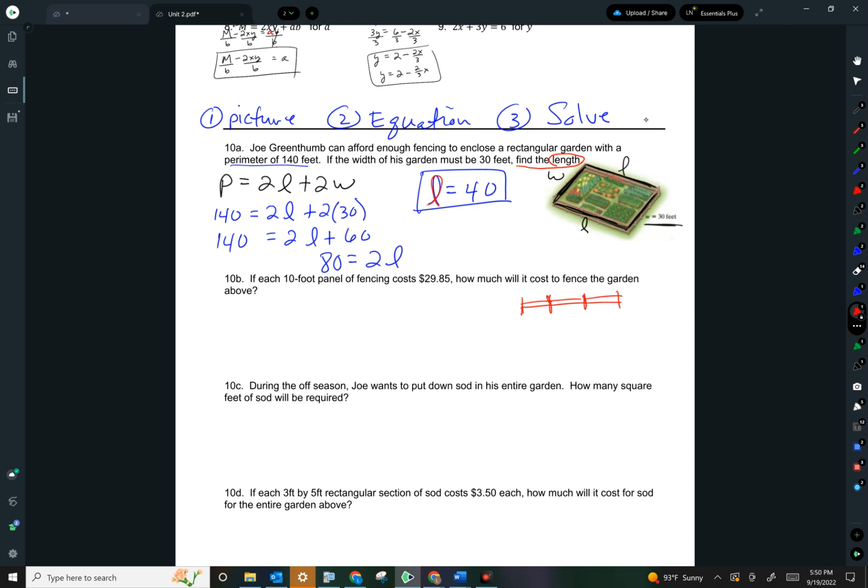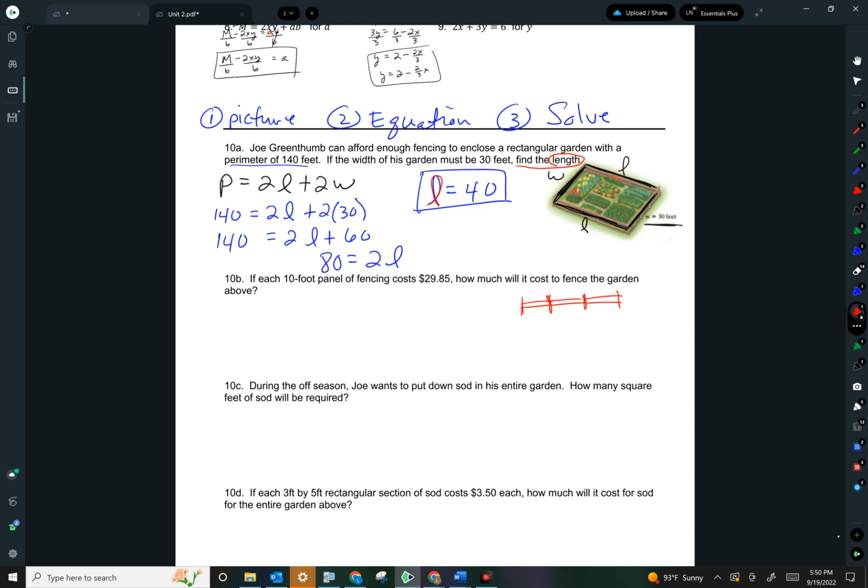Well, I know that my perimeter is 140, right? So how could I figure out how much I need to fence the garden? Well, I need to figure out how many 10-foot panels I'm going to need. Would you agree? So I'm going to say the number of 10-foot panels is going to have to then be multiplied by 29.85, right? I'm trying to think of what we want to call panels instead of P, since P is my perimeter.